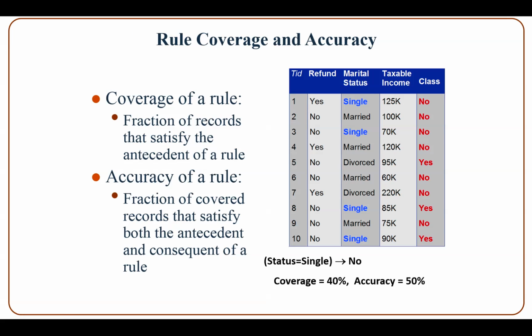Now let's talk about rule coverage and accuracy. The coverage of a rule is the fraction of records that satisfy the antecedent of a rule. And the accuracy of a rule is the fraction of covered records that satisfy both the antecedent and the consequent. Given 10 records and the rule, the status is single, classified as no. It can be seen that there are 4 records that have the status of single.